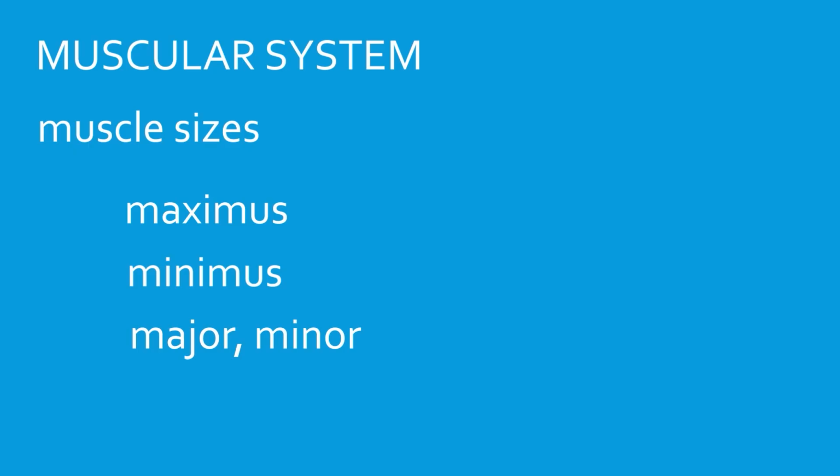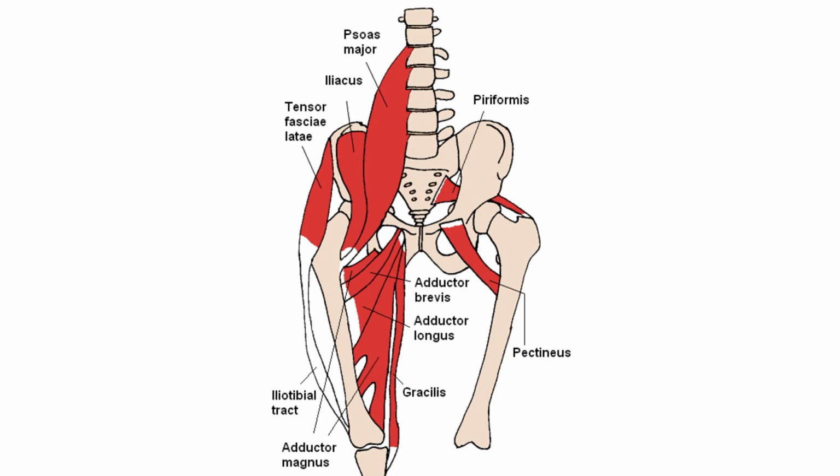There is also major, meaning large, and minor, meaning small. Longus means long, and brevis means short. Examples of these include the adductor longus and the adductor brevis.